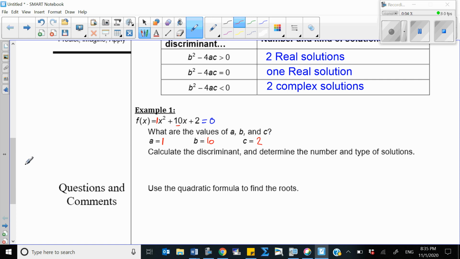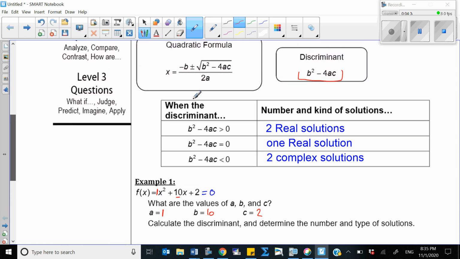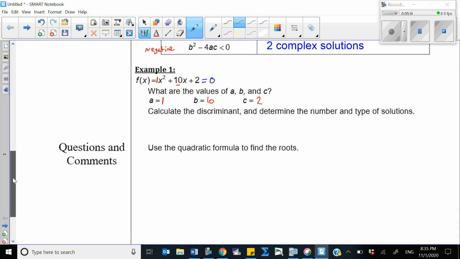Okay, so I can use my discriminant here to predict what kind of solutions and how many solutions I have, because if the discriminant is a positive number, then we have two real solutions. If it's 0, one real solution, and if it's a negative number, then we have two complex solutions. So let's see what our discriminant is.